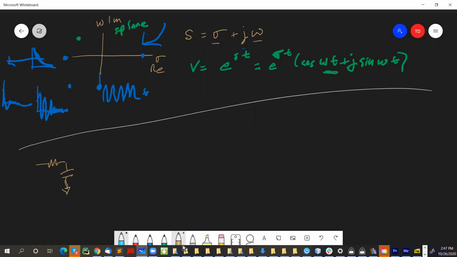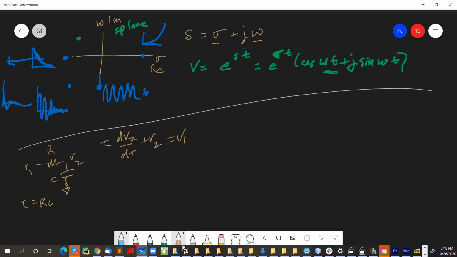And we already had the equation for that. I'll write the differential equation. Tau times dV2/dt plus V2 is equal to V1. Okay, so now let's imagine that V is equal to e to the st, some function of e to the st.